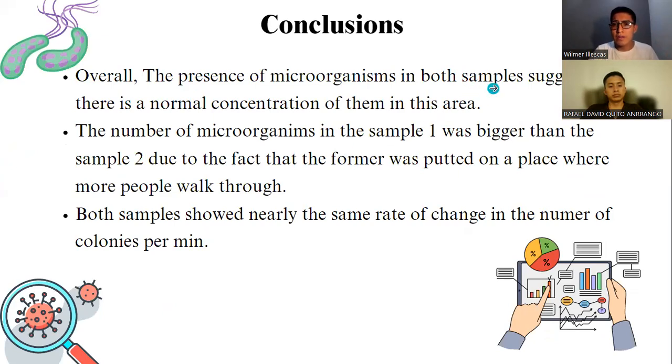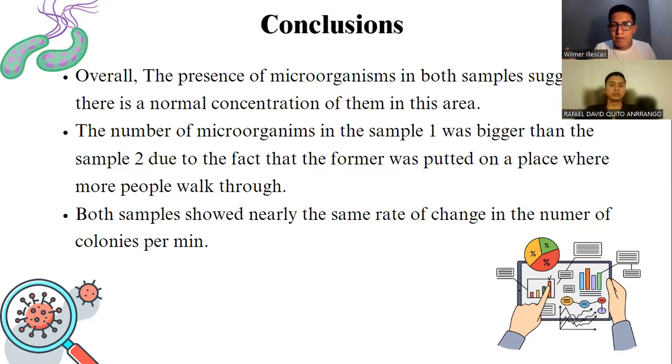As you can read here, it says both samples suggest that there is a normal concentration of them in this area. Because imagine that we could have gotten a lot of microorganisms there, more than 245, which is the maximum amount in order to count the microorganisms. That would have been odd, because it would have been much more difficult to count. We would have had to dilute the concentration, and then we could find the proper amount of cells.